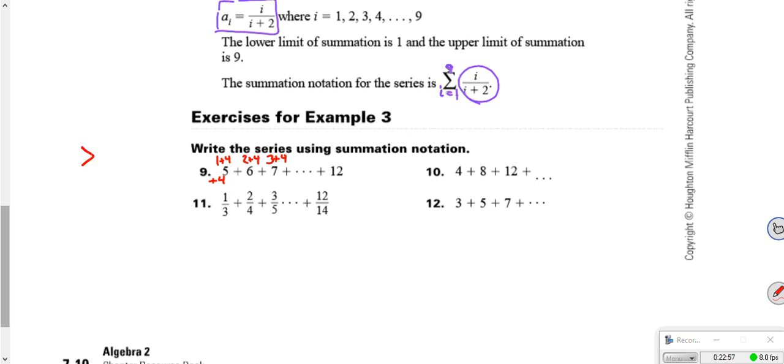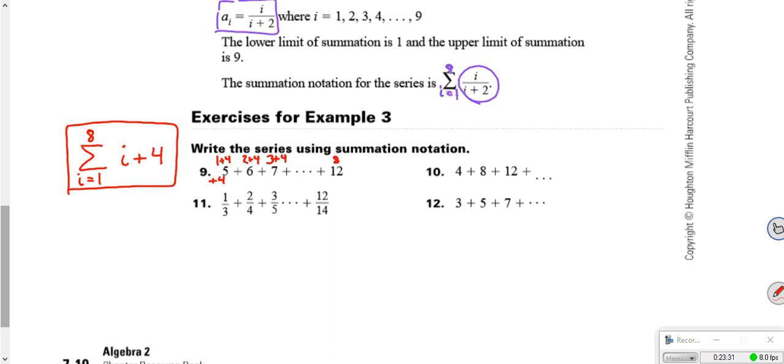So my summation notation would look like this. My rule then is i or n or k. It really makes no difference what letter you choose as long as you're consistent. So it's going to be i plus 4. Our i is going to start with 1. And then our end point, where do we end up? What i would give me a 12? Well, the i that would give me the 12 would have to be 8. So our upper limit is 8. So that's number 9.